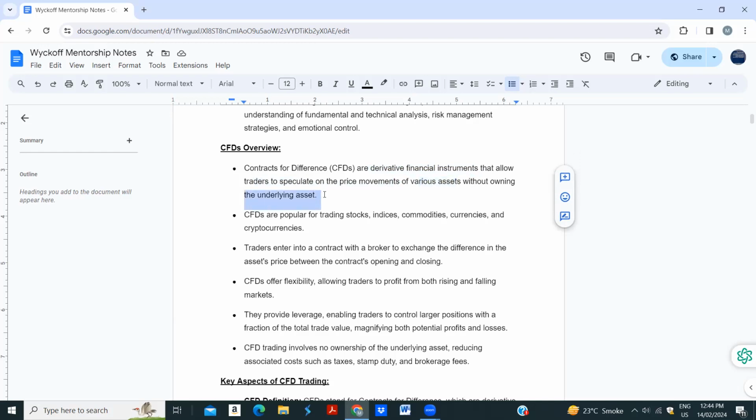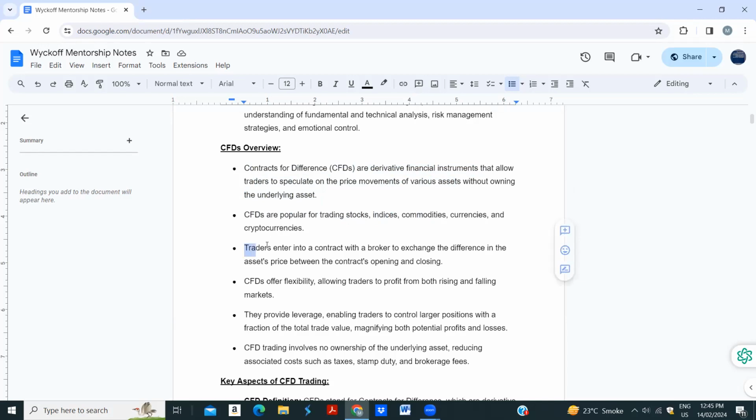You speculate and trade on the price movements of various assets, and you can buy and sell those assets, but you don't have the right to actually own the underlying asset. This is CFDs. CFDs are popular for trading stocks, indices, commodities, currencies, and cryptocurrencies.